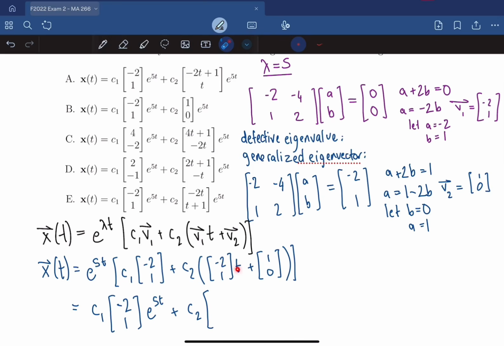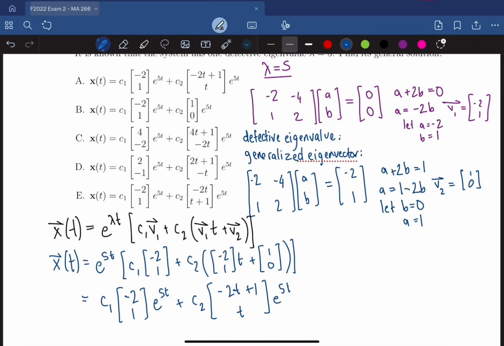So we have negative 2t plus 1 and 1t plus 0, and what that looks like in matrix form is negative 2t plus 1, and then 1t plus 0 is just t, obviously. And then times e to the 5t. So I think that's what our answer looks like.